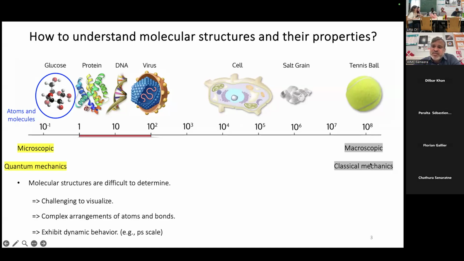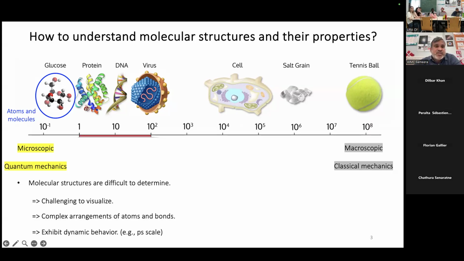We can use classical mechanics to describe the motion of a tennis ball, for instance. If you throw a tennis ball from one place to another, you can predict the trajectory precisely using Newtonian mechanics. And then you can understand how it behaves. You can see the tennis ball. It is relatively large, which is nice.